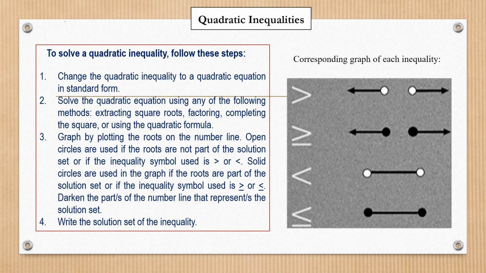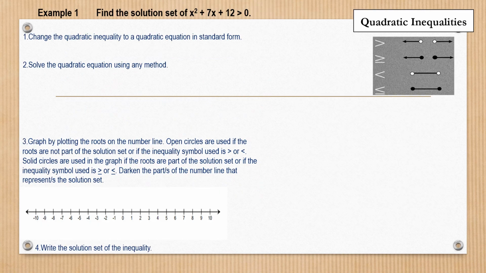Now darken the part or parts of the number line that represent the solution set. And then for the last step, write the solution set of the inequality. You may look at the corresponding graph of each inequality in the given figure. Let's now have some examples.